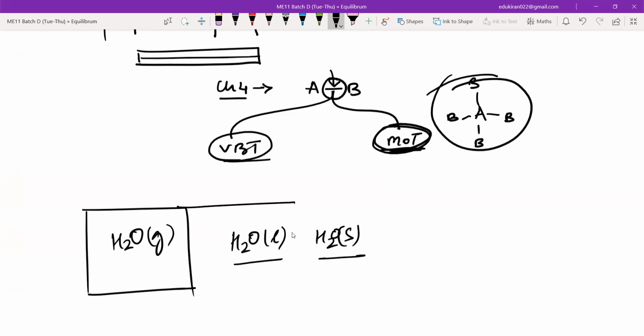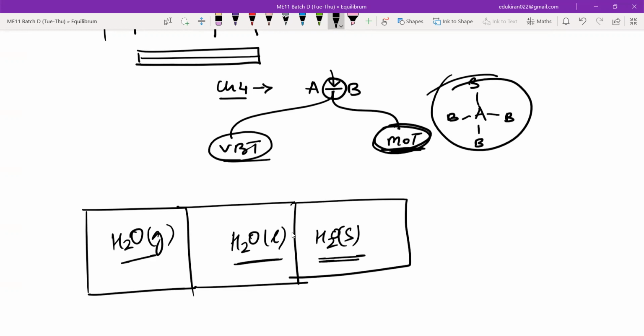Is there any different behavior between the water molecules, even though the constituent elements, that is H2O, are the same in gas, liquid, and solid, but still they are behaving differently? That means the substances that we are dealing with in our real life, they don't only matter.